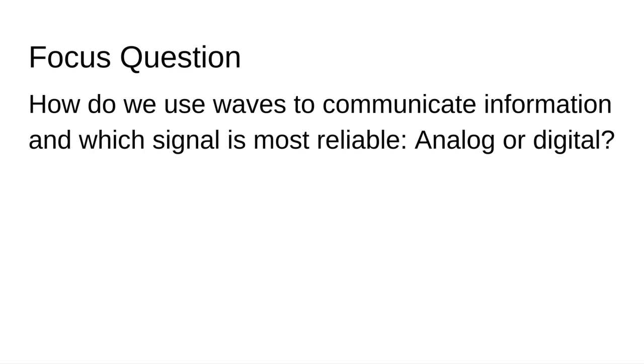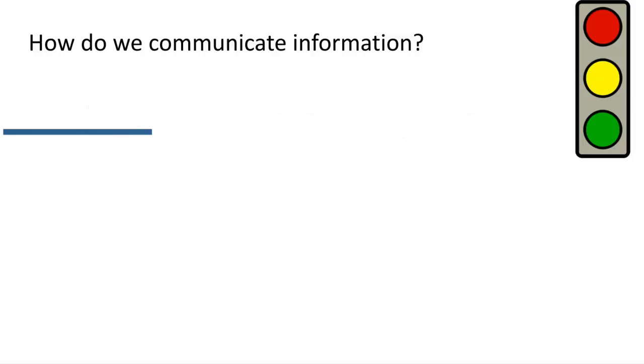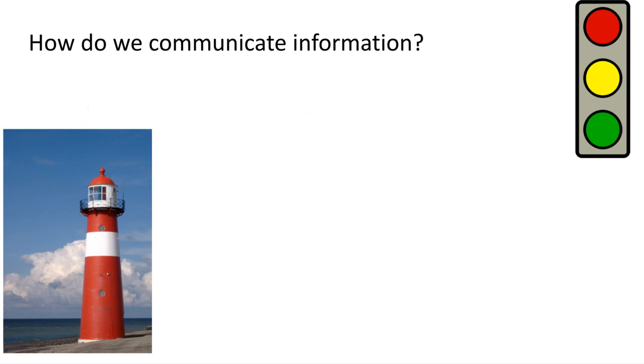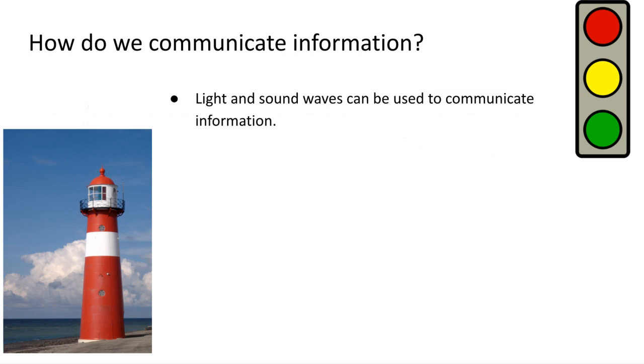analog or digital? So up until this point, we've been learning about what a wave is, the different kinds of waves, and how waves interact with matter. Well, now let's take and apply waves to the real world. So how do we communicate information? Light and sound waves can be used to communicate information. Some ways are more effective than others, and we're going to talk about that.